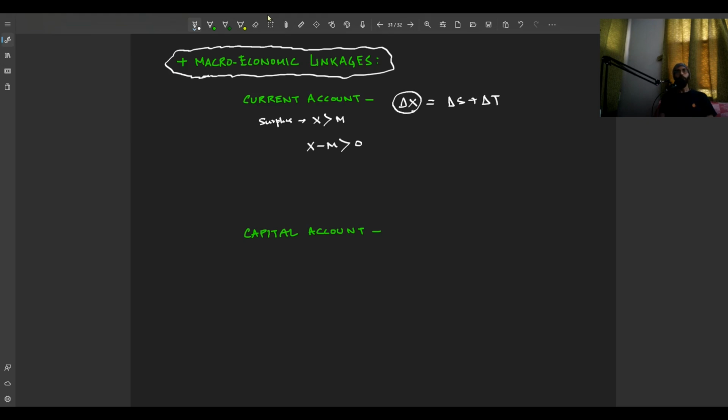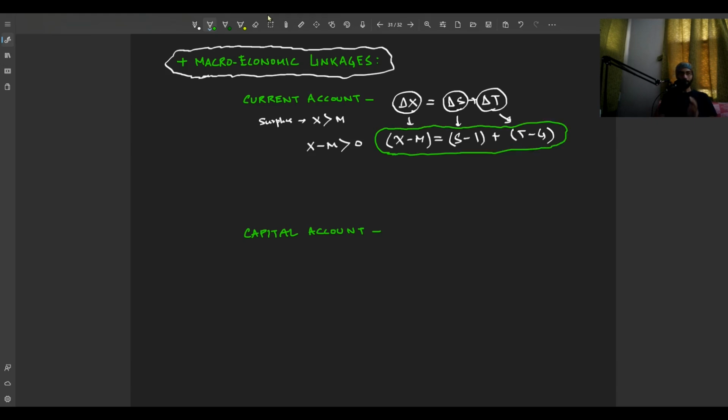Excess of exports is equal to the sum of domestic savings plus the government savings, or excess government income through taxes. Now, what do we mean by excess? Excess of exports means exports minus imports. This is equal to excess of savings, meaning domestic savings minus business investments, plus excess of taxes, meaning tax earnings minus actual spendings of the government, which is given by G. Right? So this is the equation for current account. Let me highlight this.